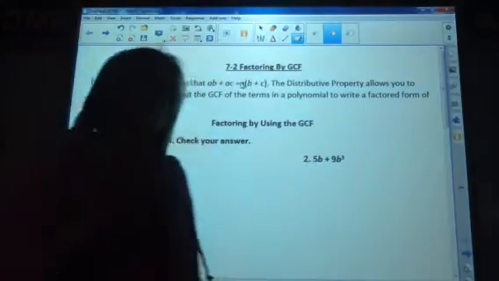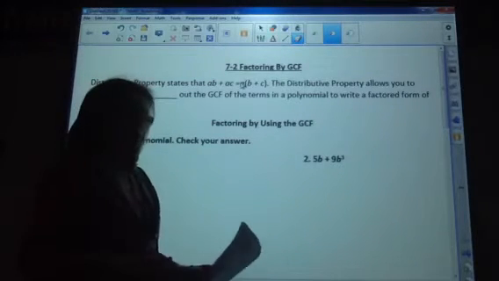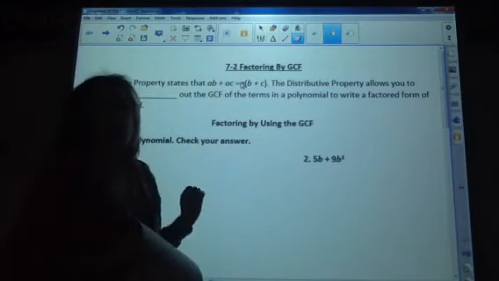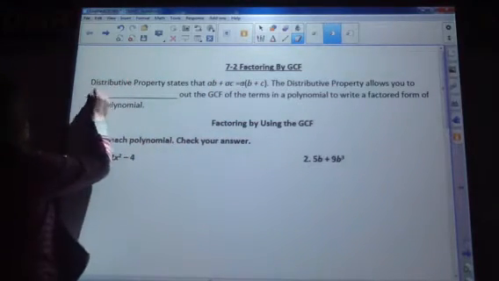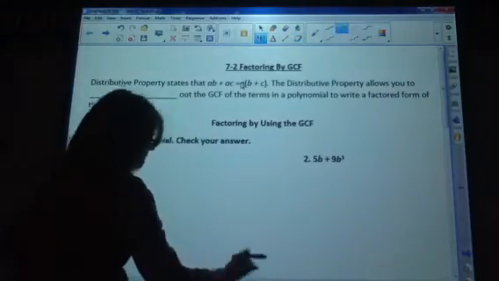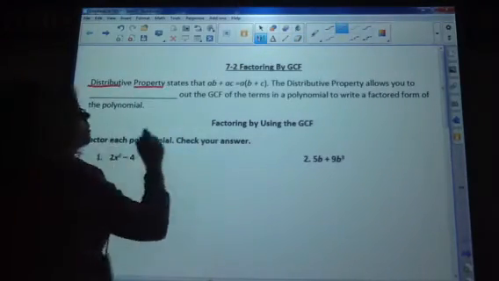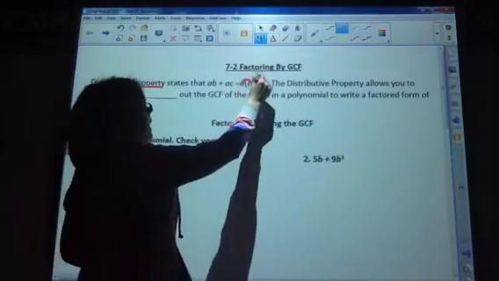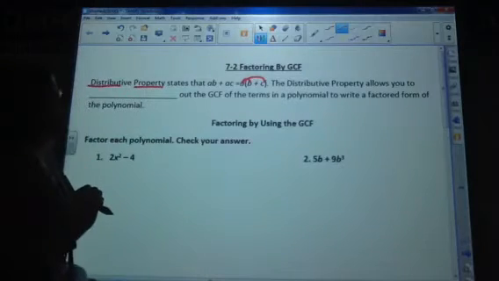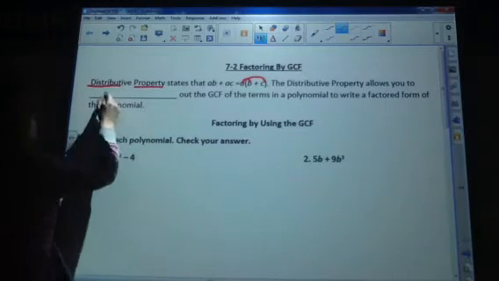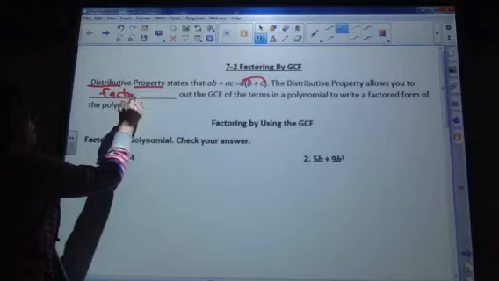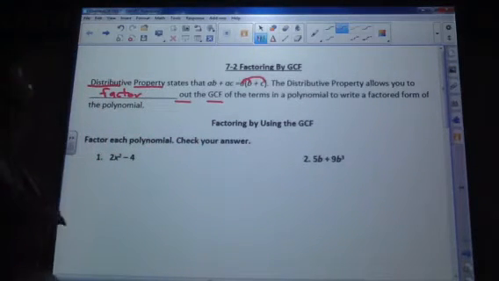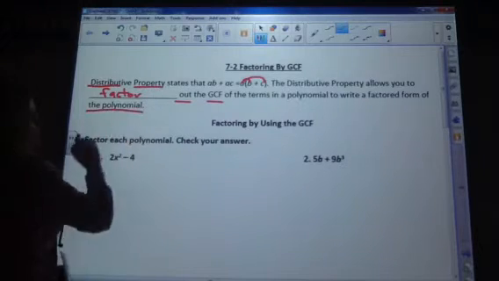All right, students, today we're going to start Unit 7, Section 2, talking about factoring. Now, there's 4 ways we can do this, and the first one is factoring by the greatest common factor. If you can remember the distributive property is where you take the product of A and B and add it to the product of A and C. By using the distributive property, it allows you to factor out the greatest common factor of the terms in a polynomial to write a factored form of the polynomial.